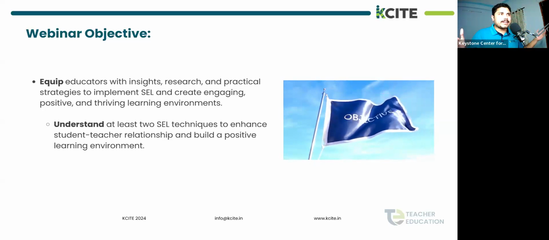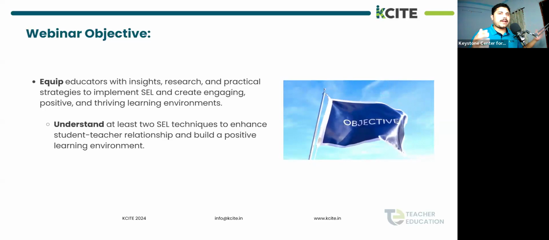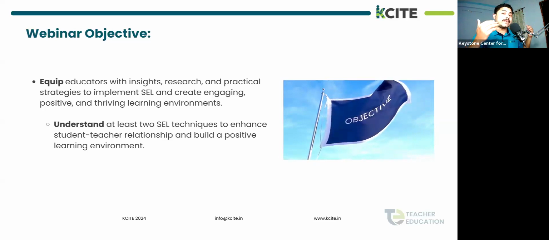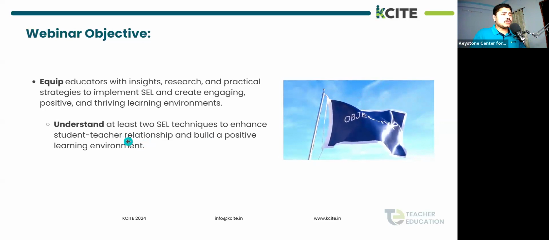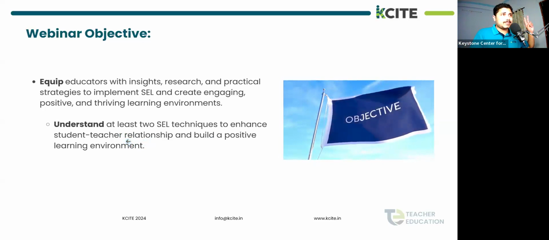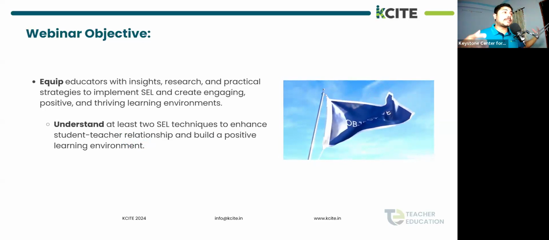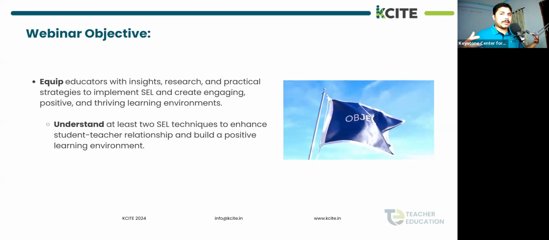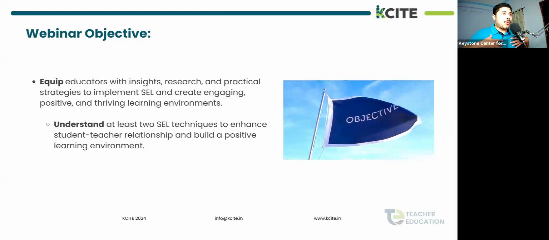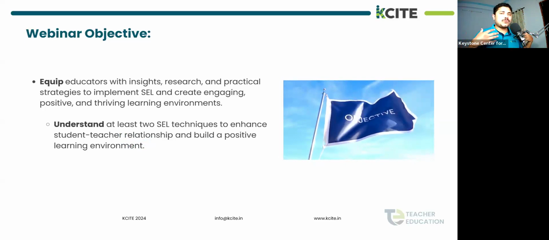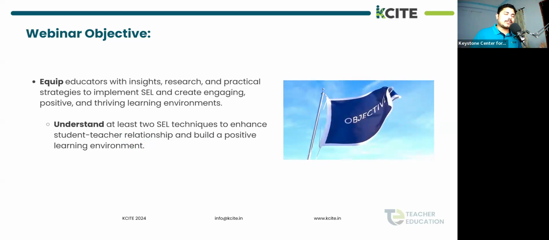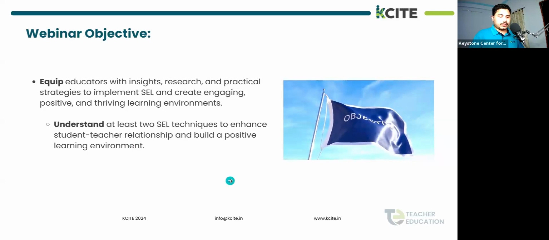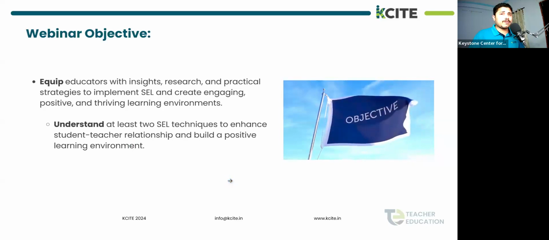So when you have an idea, you can go back, you can implement, and then you can see how that really is helping you. Apart from that, you will also understand at least two SEL techniques to enhance your relationship with the students. Because we just don't want you to be in the classroom, you are building that relationship with the kids. So you will also get the strategies to make your relationship better with the students. This is just the objective of the session.